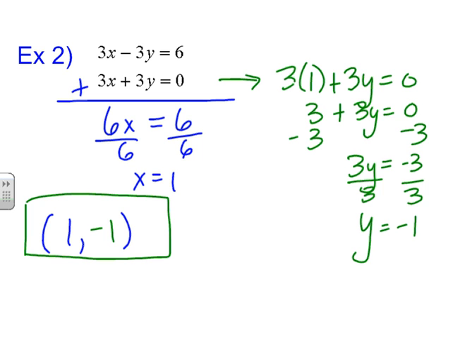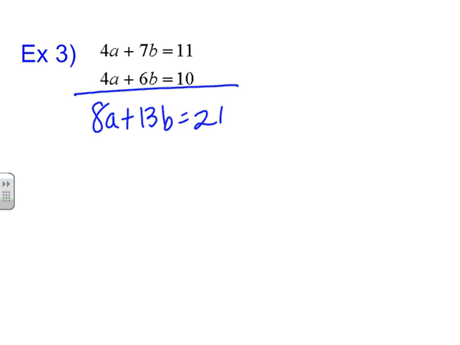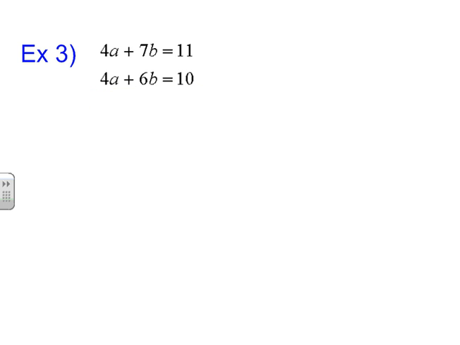Now sometimes we'll have lines that won't be set up as nicely as these two problems. Let's take a look at this one. 4a plus 7b equals 11 and 4a plus 6b equals 10. Now if we were to add these up just the way they are right now, we'd end up with 8a plus 13b equals 21. And we didn't lose a variable, so let's get rid of that and let's think. We could get rid of the b's, but I would have to change both equations in order to do that, multiplying through. We have to remember our skills about multiplying through and changing an equation.